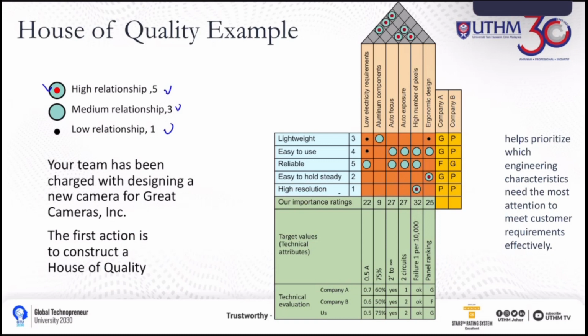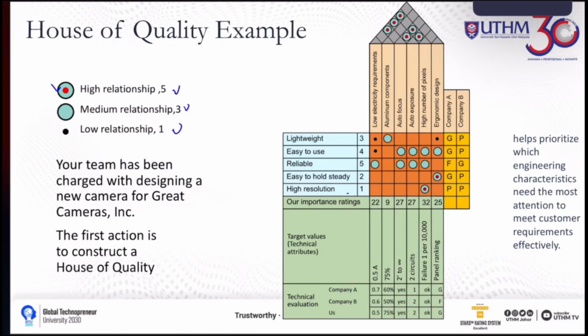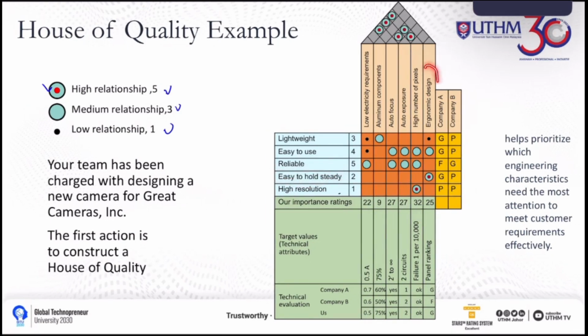So this is the high relationship. So easy to hold steady. So the design must be ergonomic. So they have a high relationship here. Okay, so with low relationship, you can see that lightweight having ergonomic design, and then the lightweight, this is the least, the low relationship, for example.